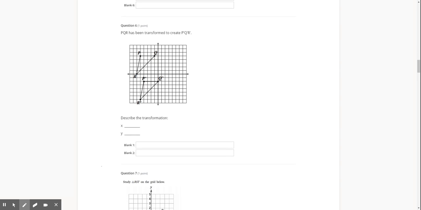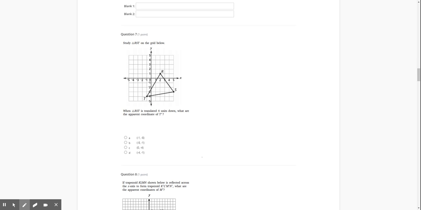How has this been transformed? So the key is to go from the Q to the Q prime, or from the P to the P prime. Okay, start at the one without the tick mark and go to the one with the tick mark.